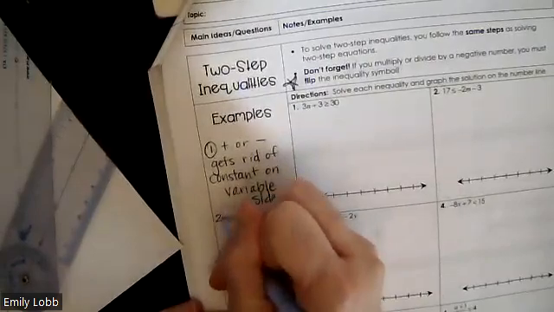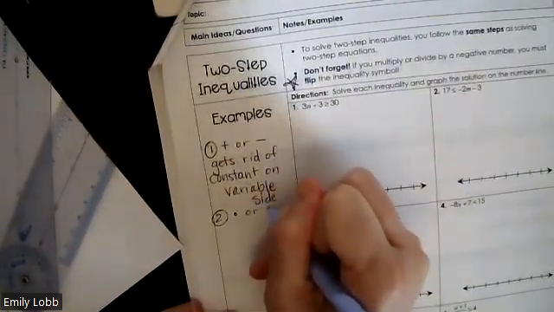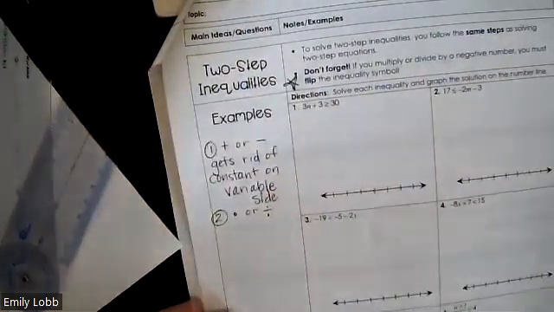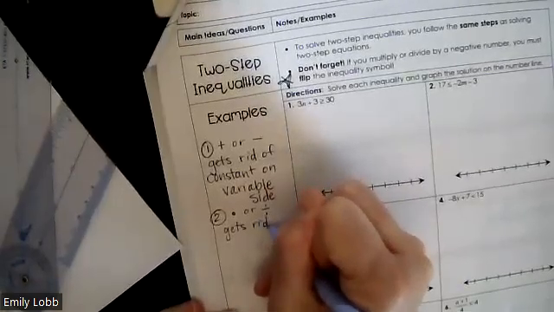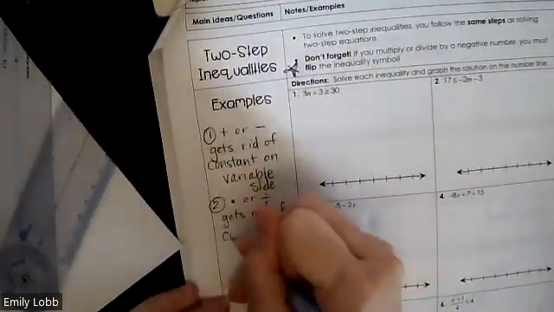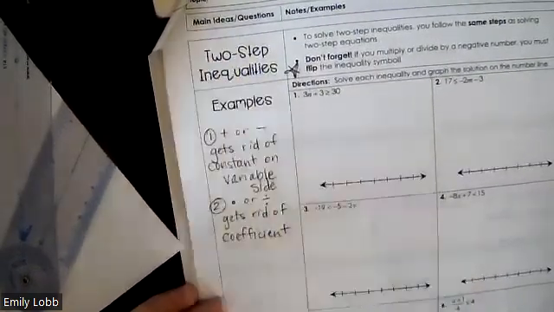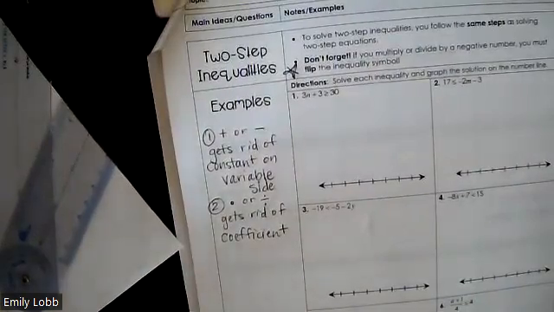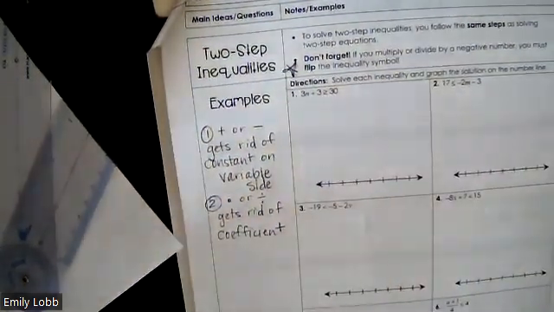All right, so our next step is to multiply or divide. And this gets rid of the coefficient, right? It turns it into 1. That's what we want. We want 1n or 1m or 1y, right?